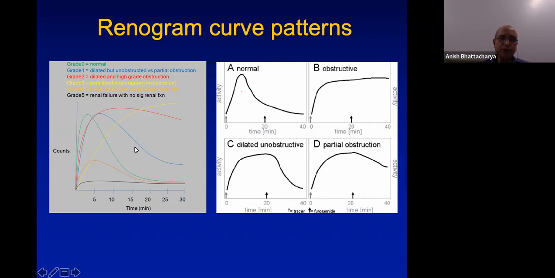Which means depressed or an impaired cortical function. And the lower the peak, the less the cortical function, the less the contribution of the kidney. We'll show you these in the images.